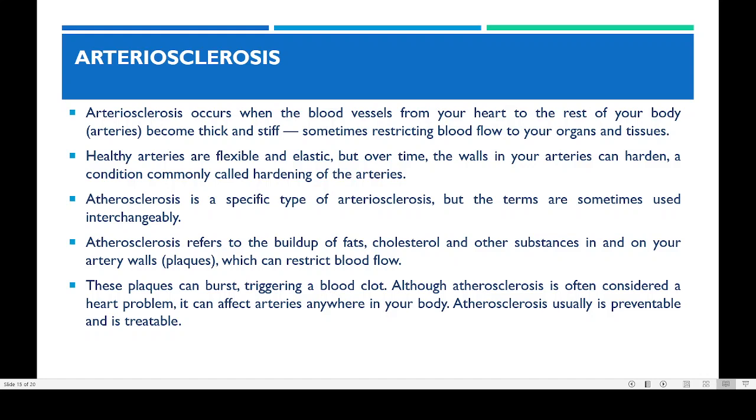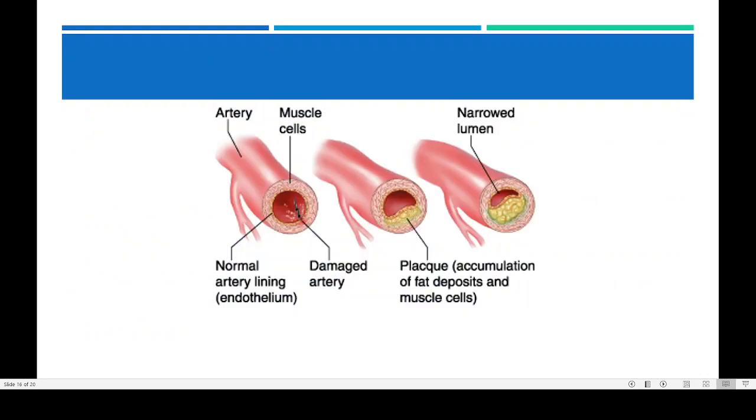So, in the case of arteriosclerosis, basically arterio means artery, and sclerosis means hardening or thickening. So the meaning of the word arteriosclerosis is arteries will become harder or thicker, or thickening or hardening. So, this is how a normal artery will be appearing.